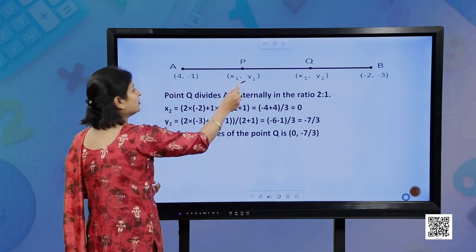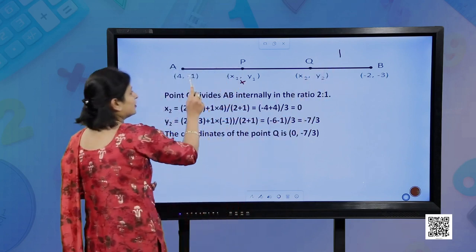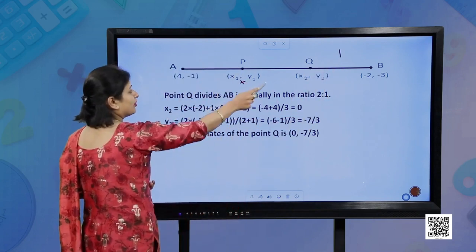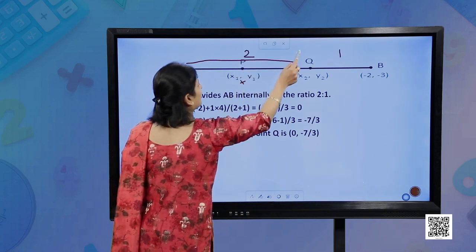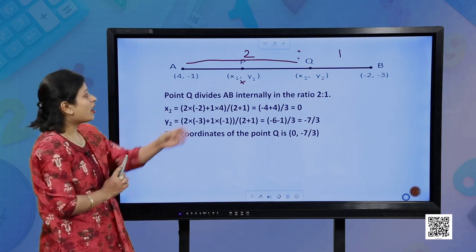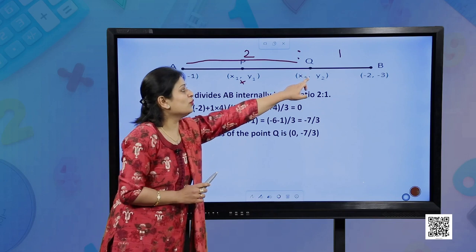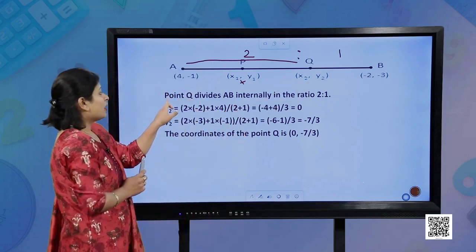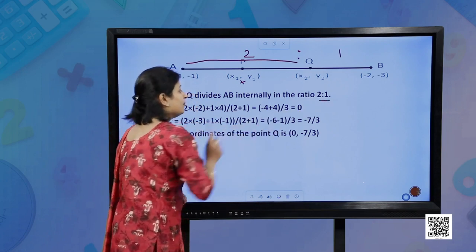For the point Q, what will you do? Now, you will not consider this point. See, this part is 1 and this is divided by P into 2 equal parts. So, this will be 2. So, now the ratio will become 2:1. How will you find the coordinates of Q, x2, y2? Now, point Q divides AB internally in the ratio 2:1.